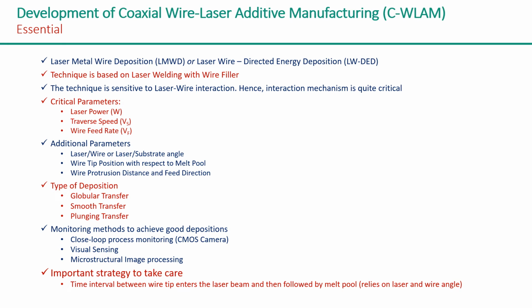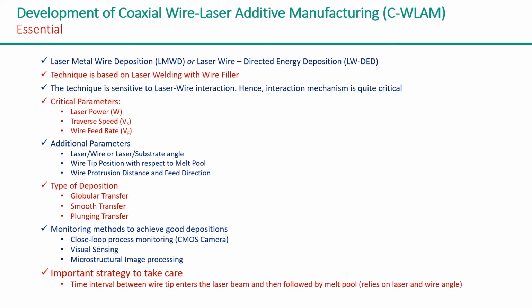Suppose either the wire is feeding very quickly or the laser power is too high. In that case, unstable melting occurs, like too much melting or too fast melting. Because of that, we get a globular shape of deposition, which is not preferable if we are making the whole part. Because of the globular transfer, the component is either fabricated very roughly, or some waviness is found in the final deposited component.